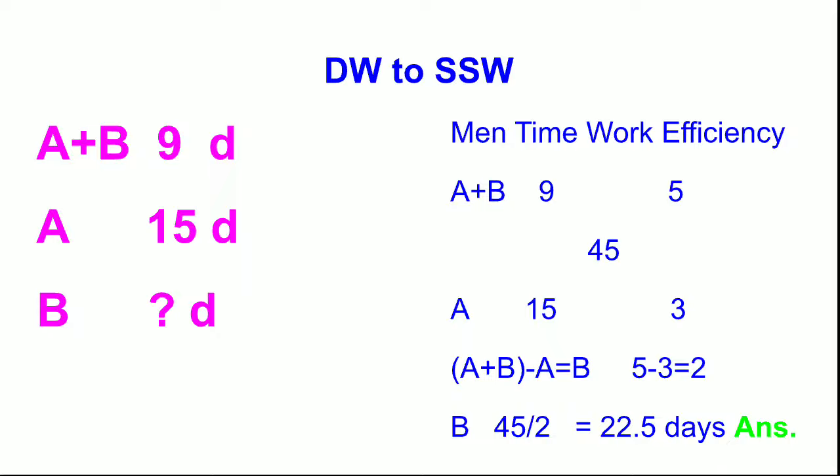For B, total work units 45, his efficiency 2, so 45 divided by 2 means 22.5 days is the time taken by B to complete the work.